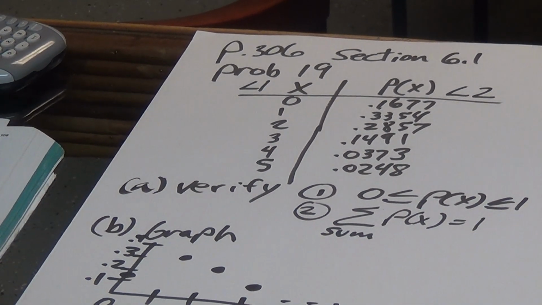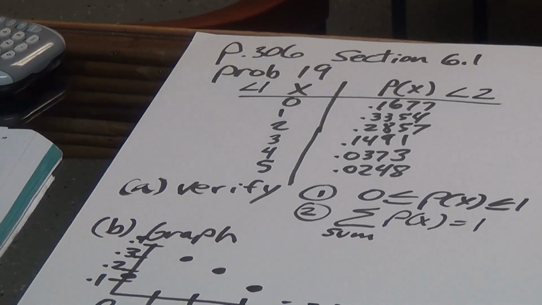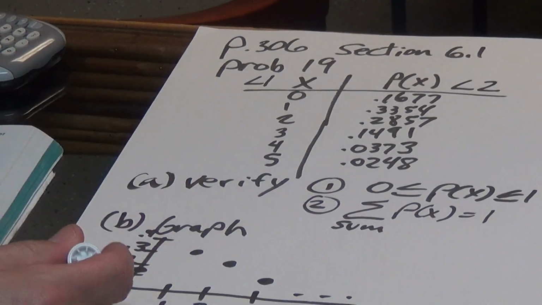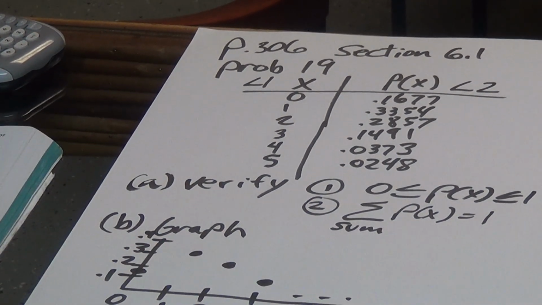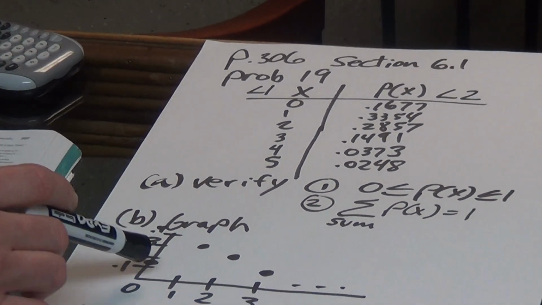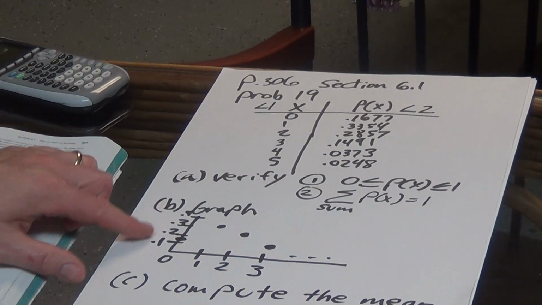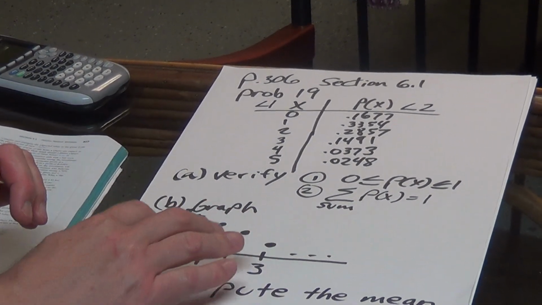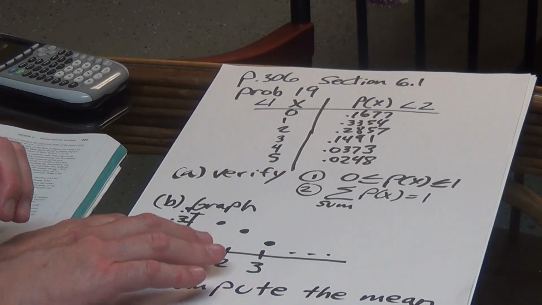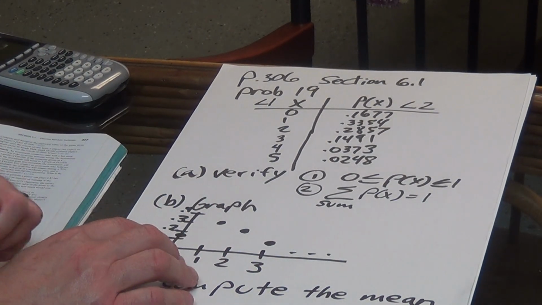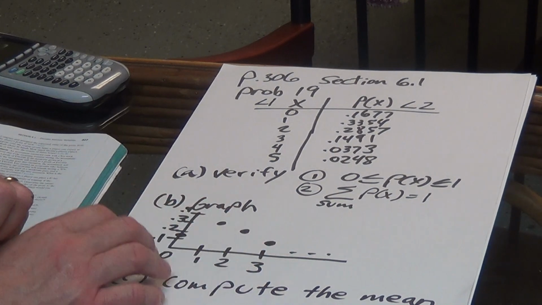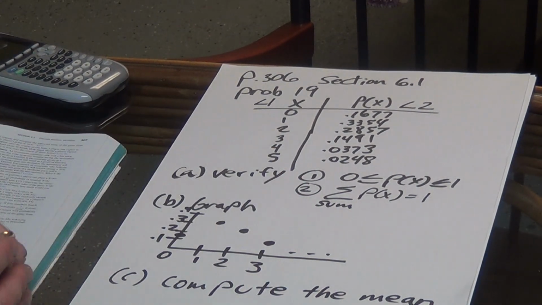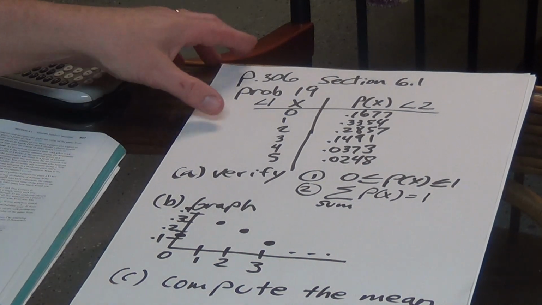They do. Part B, they wanted you to draw a graph. And so what you can do is very quickly lay out the x values along the x-axis horizontally, and you put the probabilities vertically. And then you go over x and up y, like over 0 up 0.16, over 1 up 0.33, over 2 up 0.28, and you get a nice graph of those probabilities.